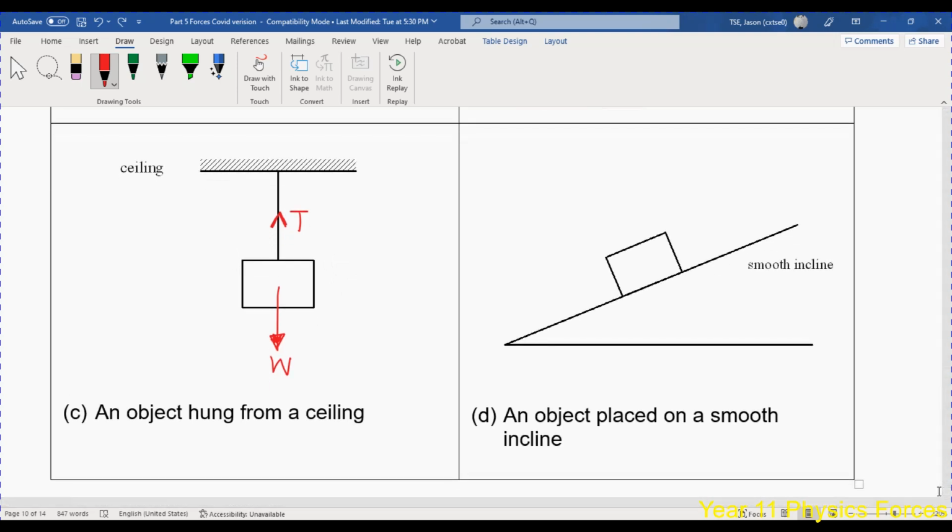All right, the last one is a block placed on a smooth incline. Weight: be careful. Weight must be vertically downward towards the surface of the Earth, not the surface of the incline. Some people might make the mistake of drawing it like this, and this is wrong. It must be like that.